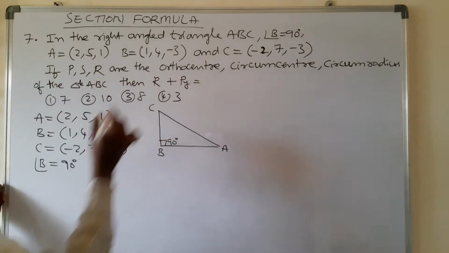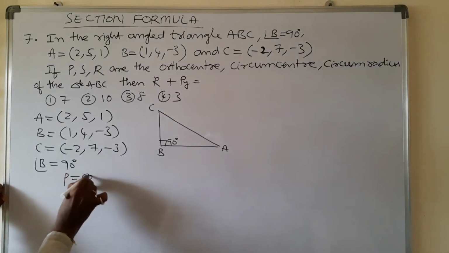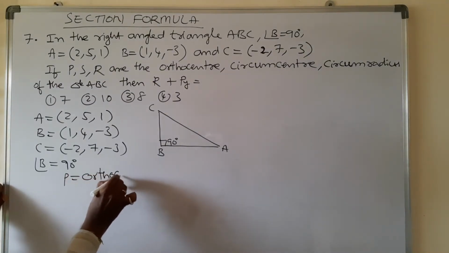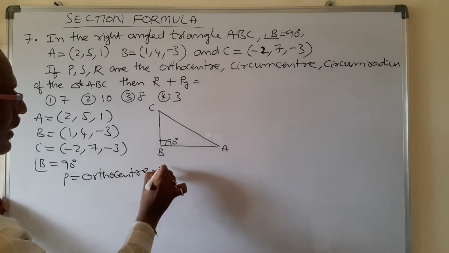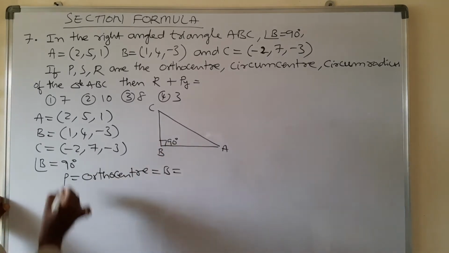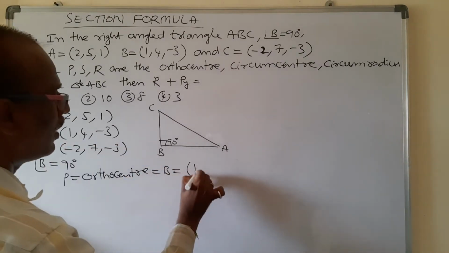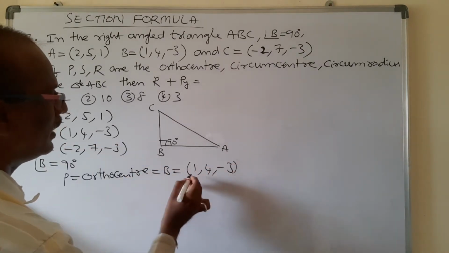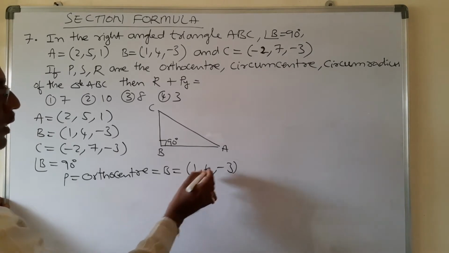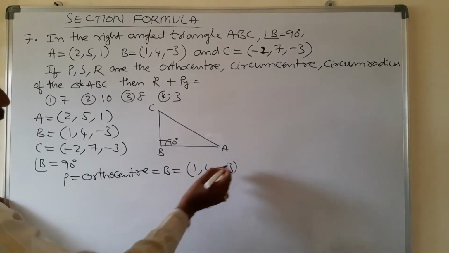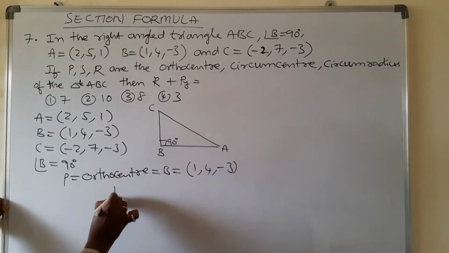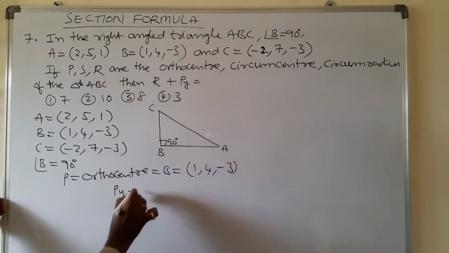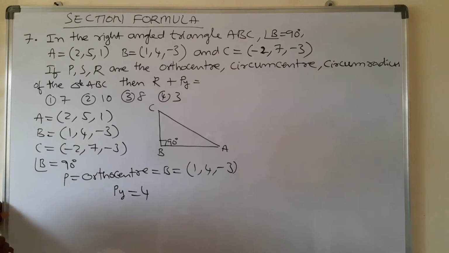P equal to orthocenter, that equals the 90 degree vertex. The 90 degree vertex is B. Here B value is (1, 4, -3). Here 1 is the x coordinate of P, 4 is the y coordinate of P, -3 is the z coordinate of P. Py, the y coordinate of P, equal to 4.